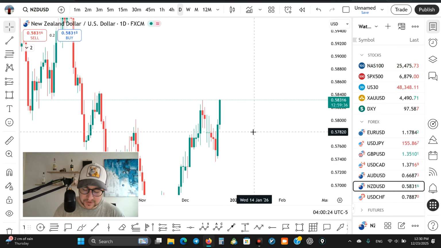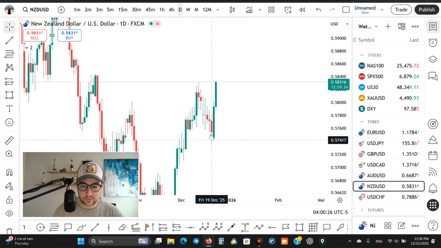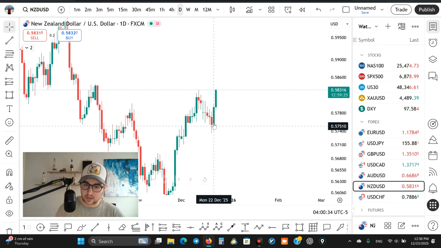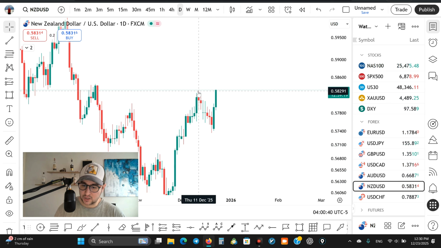On the daily chart of NZDUSD, as you can see here, the previous day's candle closed green and above these candles. It means that for today we are bullish on NZDUSD. As you can see here, in the London session price came up until here. This is the price destination, and price reached this area in the London session.